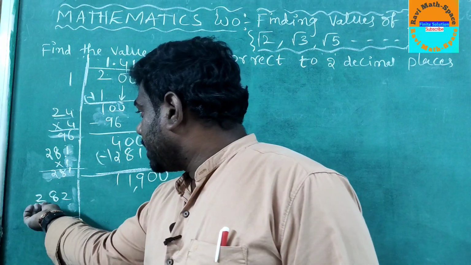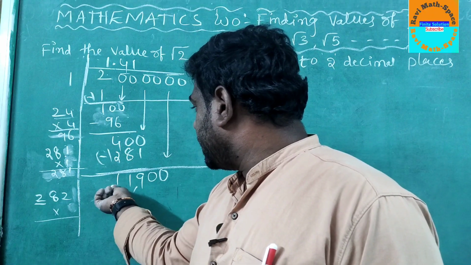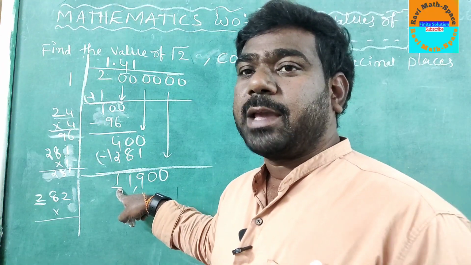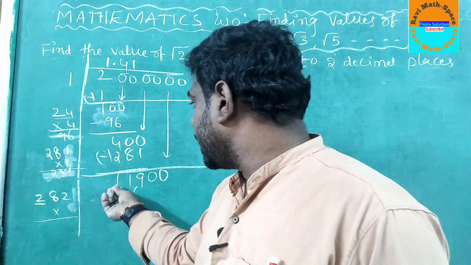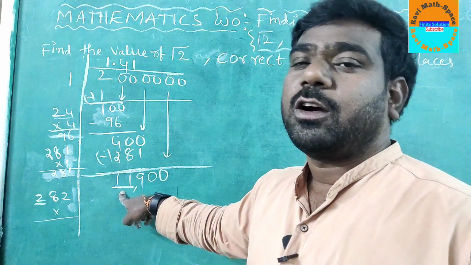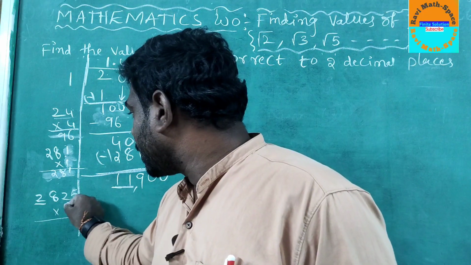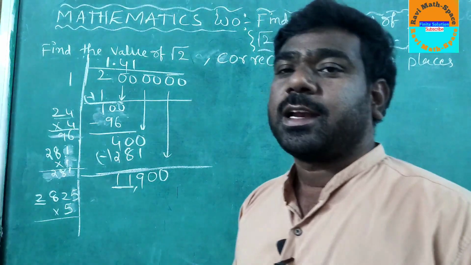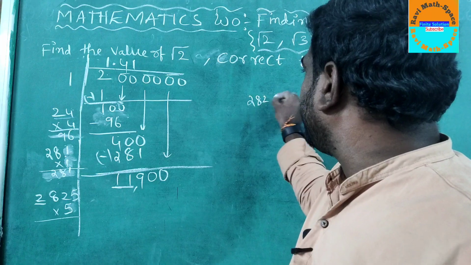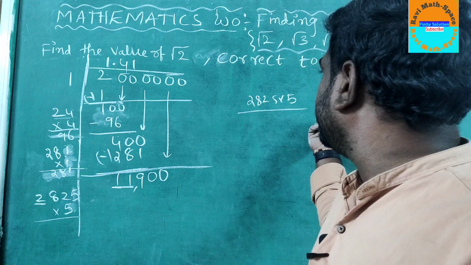Take the first digit of the divisor and the first digit of the dividend, and check how many times it goes. But 1 is not going to take 2 digits now. So 2 goes in how many times? 5 times. So I can take 5 square directly. Now check 2825 multiplied with 5, what answer are we going to get?